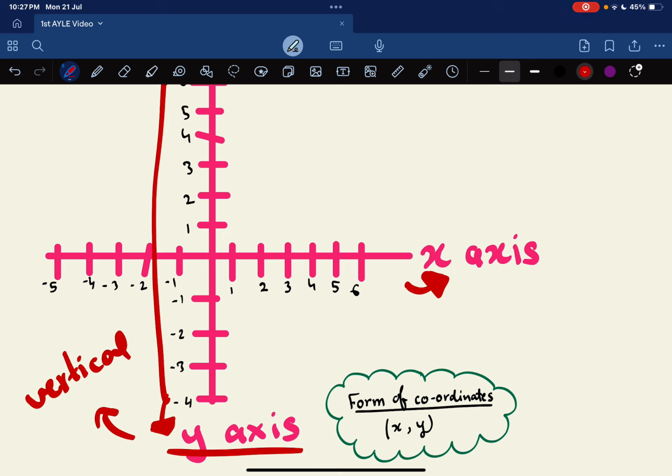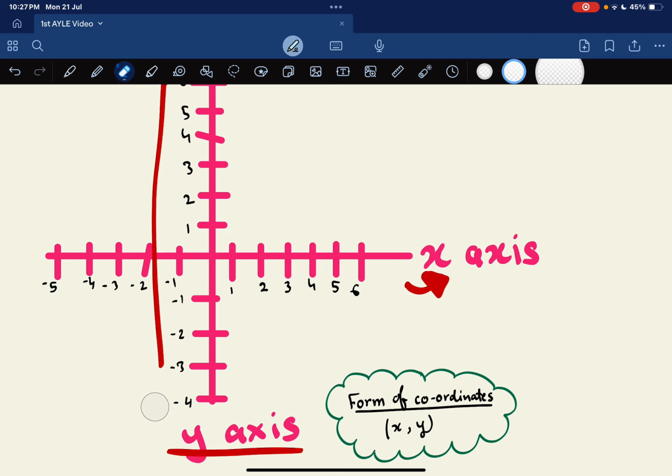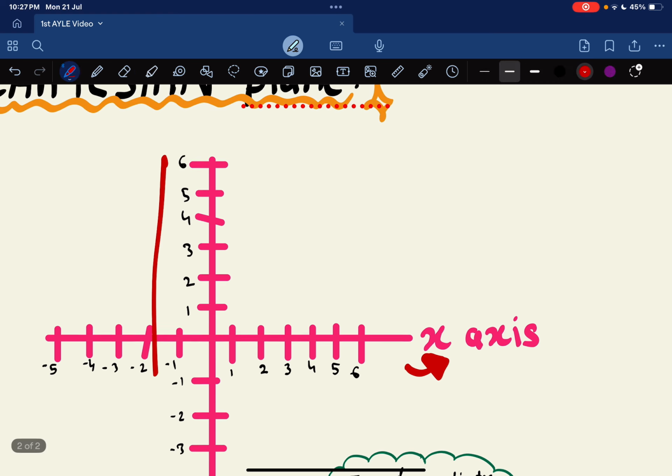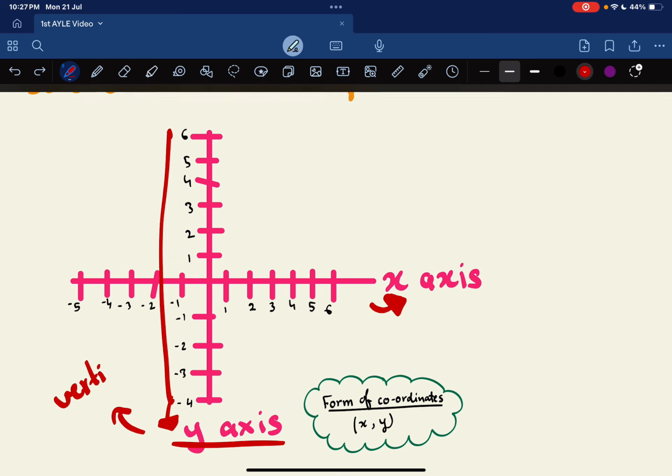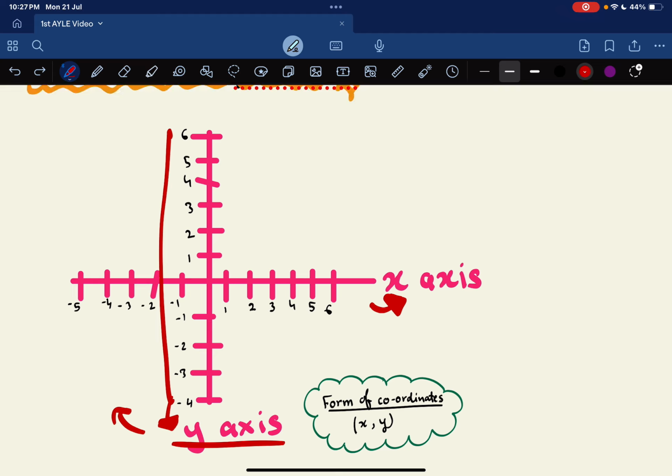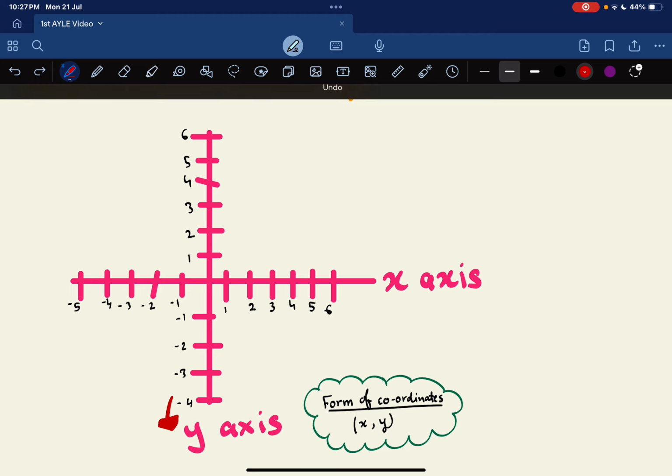right? Now, let me rub this out, make it a little bit more clear for us. All right. Now, if we look at the x-axis, which also extends towards infinity on both sides, this is negative infinity, this is positive infinity. Now, this line is called the x-axis. All right, so let me just recap a little bit to help you guys remember. Let's just undo all this.